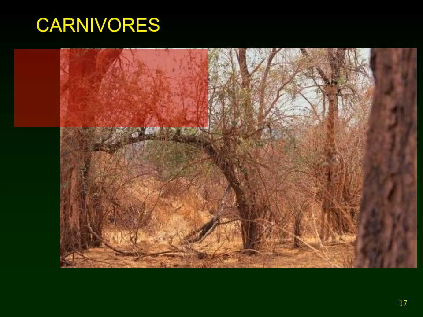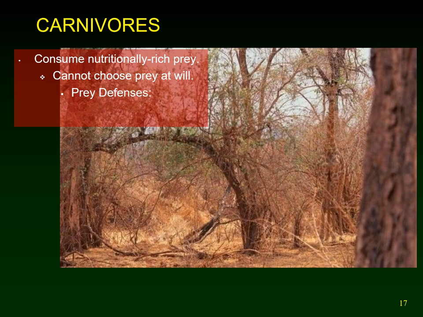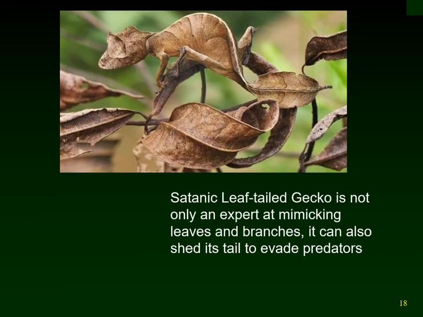So you want things that are very difficult to see. I just pulled a few pictures of some great prey camouflage. Carnivores are trying to eat the nutritionally rich prey defenses. They can't pick them at will, in part because these prey are having a very easy time hiding from them. One way is camouflage. So can you find the giraffe in this picture? You can pause it and take a minute here. I'm not going to show you where it is. And move on to the next.